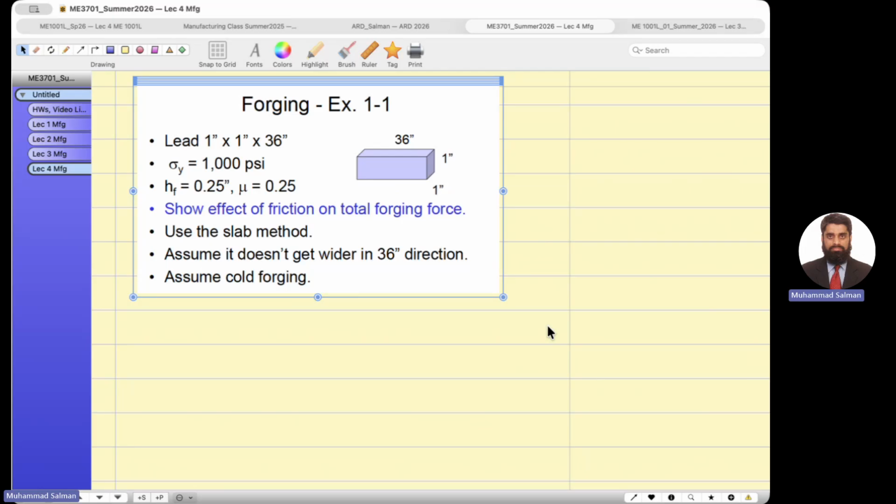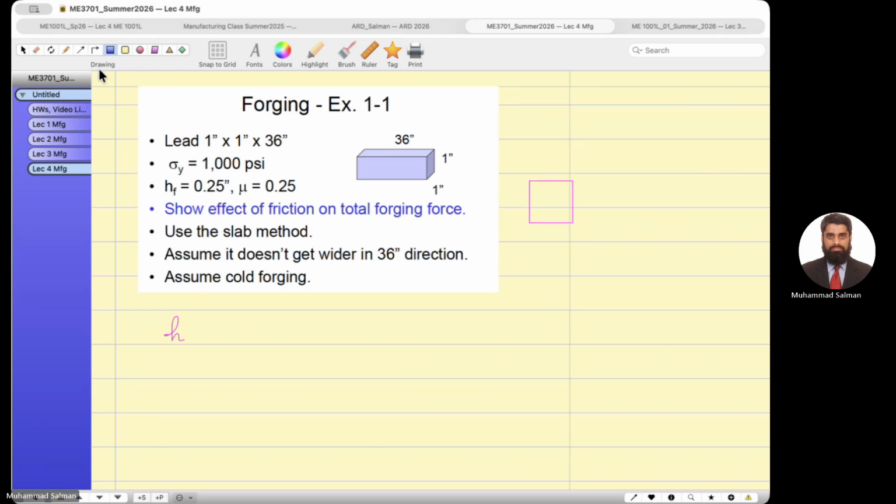So this is a lead piece, 1 inch by 1 inch by 36 inches is the depth. I'm going to write down the initial height. If I consider this as my front face, this is my depth. And this depth is how much? 36 inches. And this is my 1 inch width and 1 inch height.